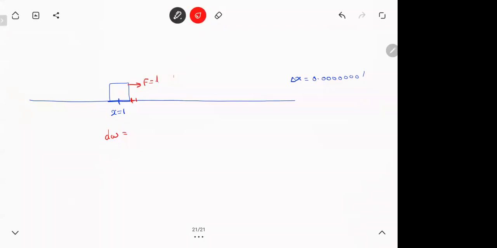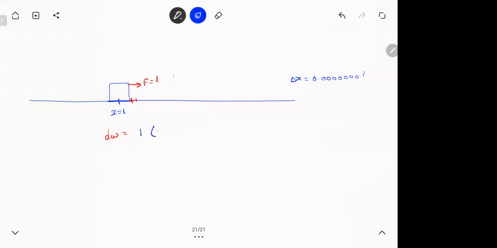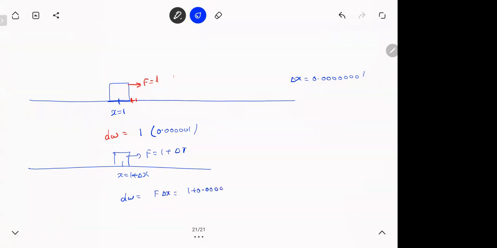So work done at this instant will be 1 into displacement, 0.00001, whatever that is. Now it has come a little forward. Now, what is X? 1 plus delta X. So what is the force? 1 plus delta X. Again, what is the work done? Force into displacement, which is 1 plus 0.00001 into again 0.00001.